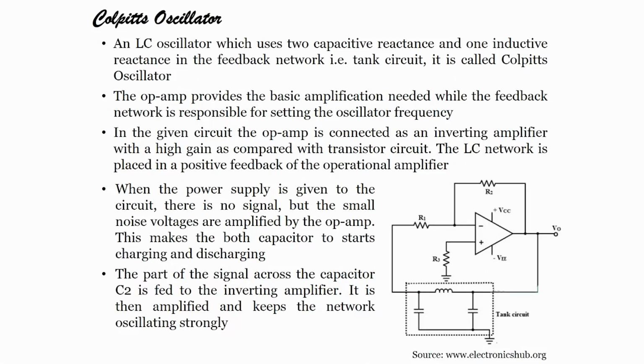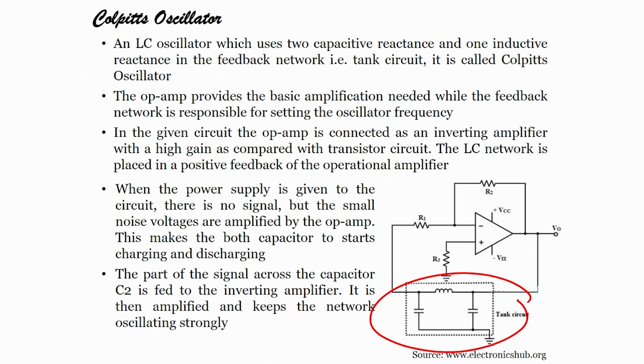Now, if we have seen a Hartley oscillator, then we can also see the Colpitts oscillator. Why? Because in the Hartley oscillator we have two inductors and one capacitor, while in the Colpitts oscillator there are two capacitors and one inductor. You see this circuit, two capacitors, one inductor. This is called a tank circuit.